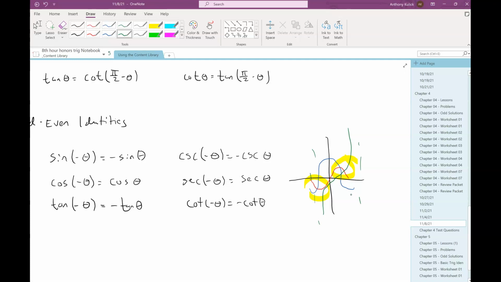You cool? Yep. Okay. That's a terrible job of graphing tangent. It needs to go through the origin. Close enough. I don't care anymore. I can't draw.